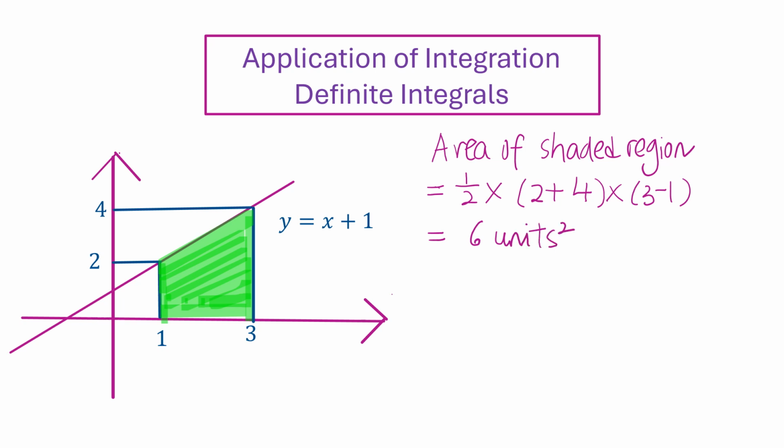However, there's another way of finding the area of the shaded region, and that involves the concept of integrating x plus 1, putting in the limits. How do we do it?